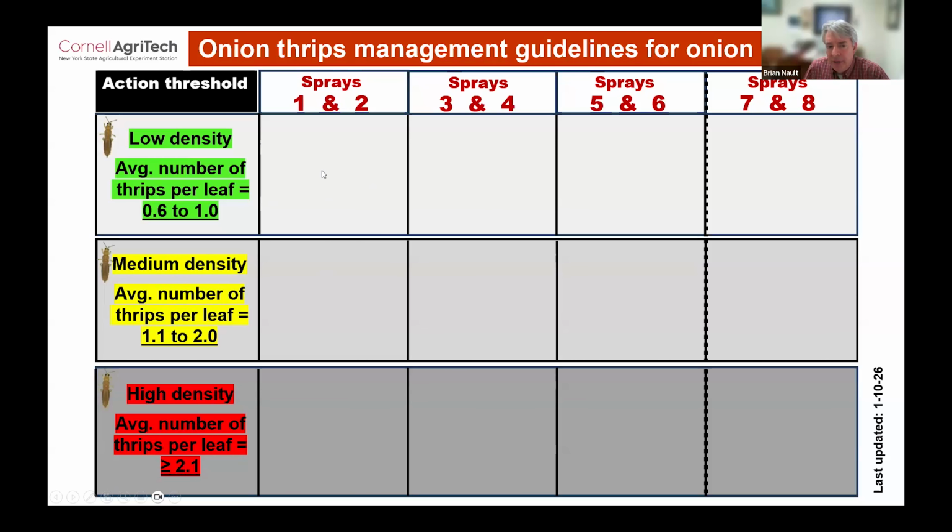So what's a little different is that here we include an action threshold, and there are 3 different action thresholds. They're based on the density of the onion thrips. We have low density, which is going to be an average number of thrips per leaf of 0.6 to 1. We have medium density of 1.1 to 2, and then high density, anything 2.1 or above. We've got a season that's going to involve sprays as many as typically 5 to 6, but in case you need more than that, we could go to 7 and 8. So now I'm going to walk you through this.